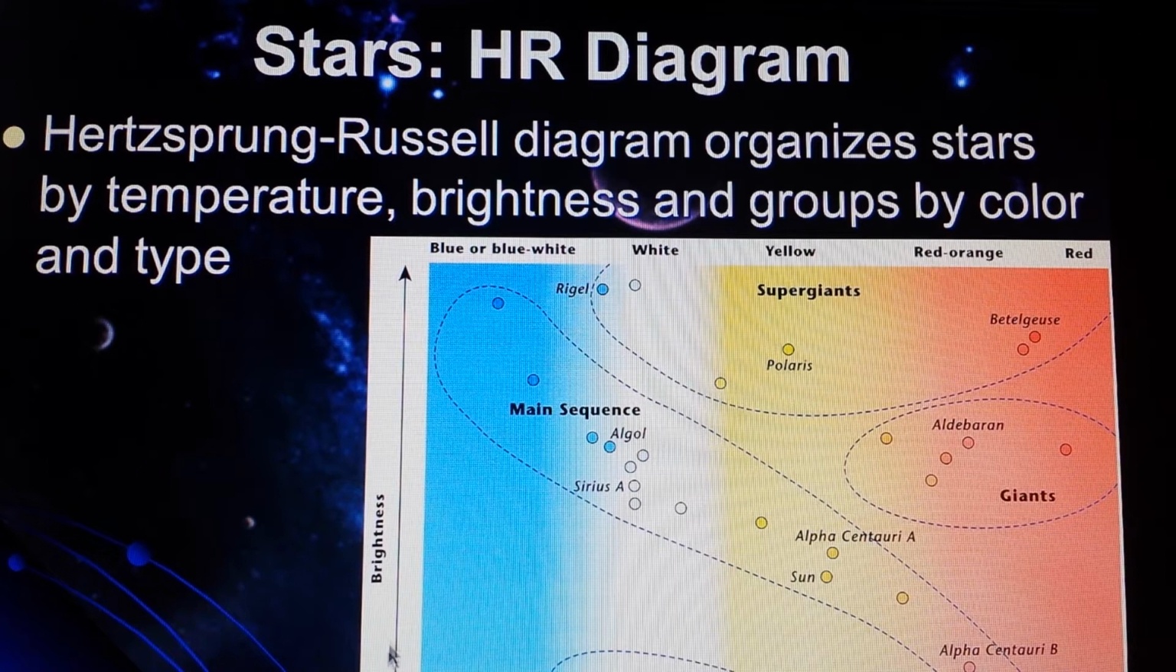And as you go up on the scale, it gets increasing brightness, brighter stars. So we have our hottest stars over here on the left, our blue ones. We've got our coldest stars on the right with our reds. We've got our brightest stars at the top of the diagram. And we've got our dimmest stars near the bottom of the diagram.